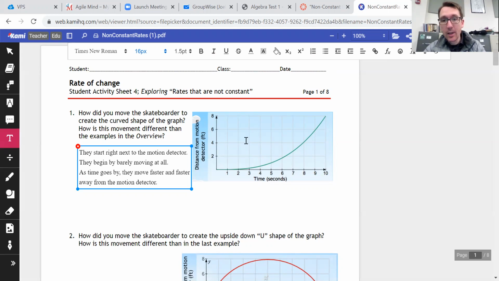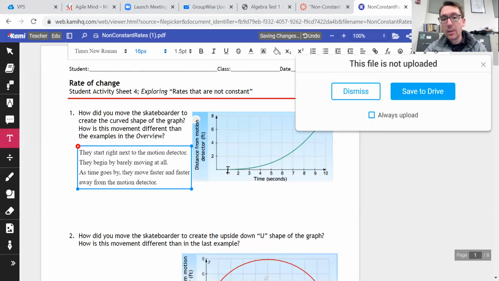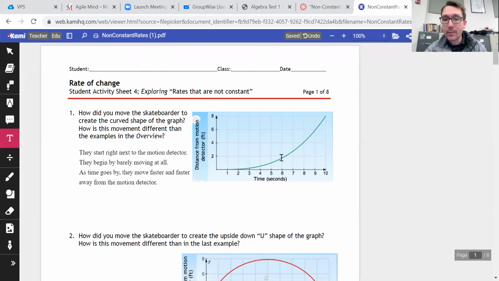We've got a motion detector. They're barely moving at all. Notice, in the first 5 seconds, they only move about 1 foot away. But by the 6th second, they're almost 2 feet away. By the 8th second, they're 4 feet away. So in between seconds 6 and 8, they move more than in the first 6 seconds combined. If you take a look at how high up this graph goes, in 9 and 10, they move almost twice as far as 7 and 8, or 6 and 8, whatever. It depends on how you're counting your seconds.